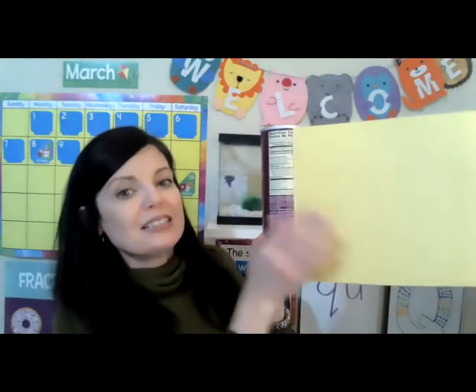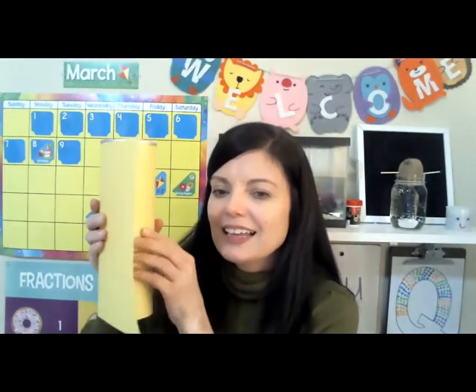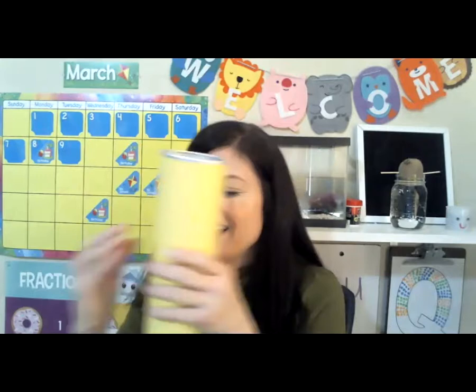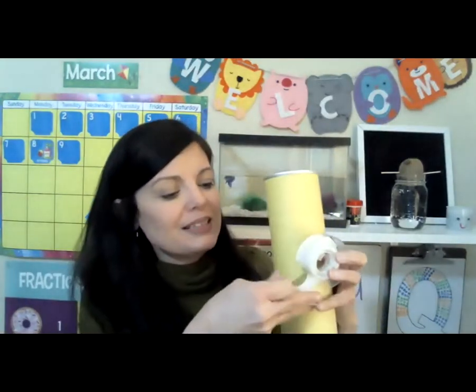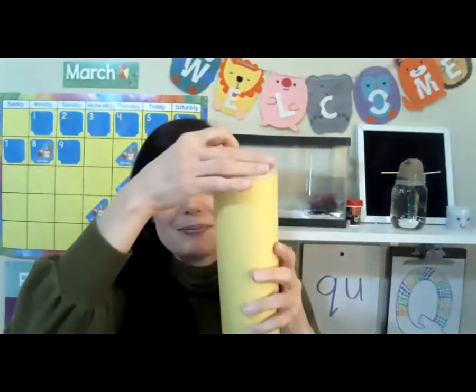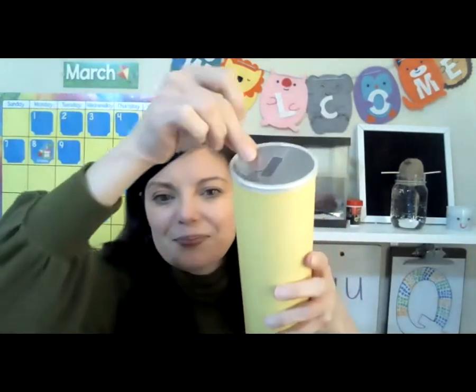You need a hole in the top for the bank, and then I'm just taking a piece of yellow construction paper. Construction paper is the perfect size to cover this can. I'm going to roll this all the way around like this, and then I'm going to secure it with a piece of tape. Now I'm going to put that top back on like this. Now it's ready for my coins.